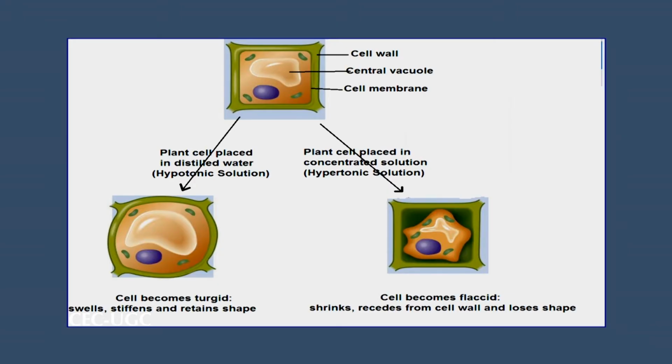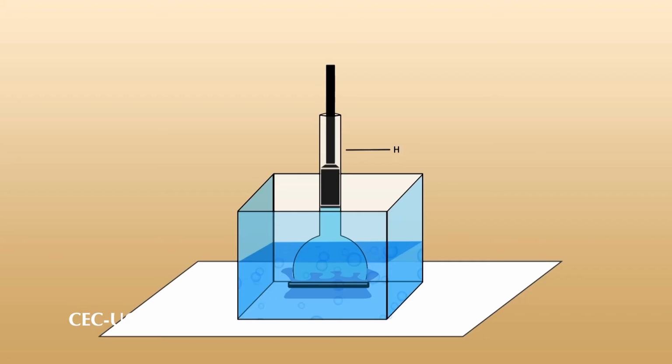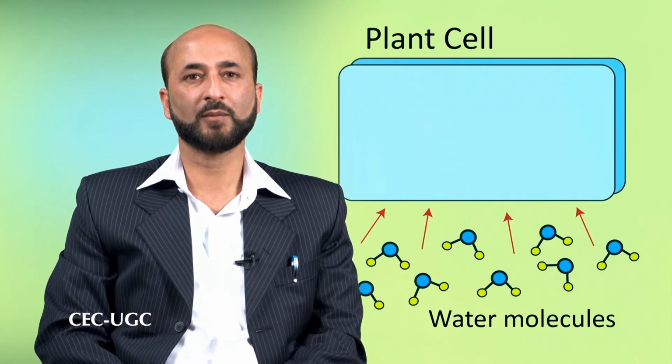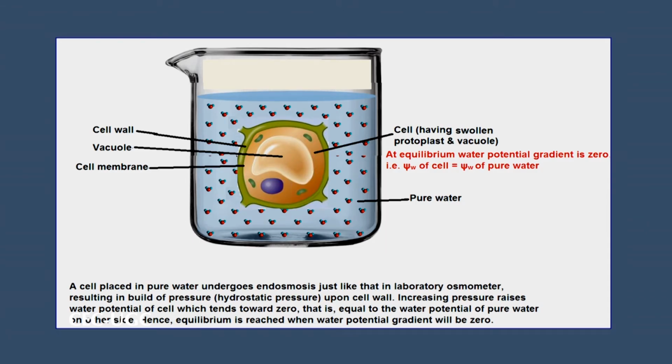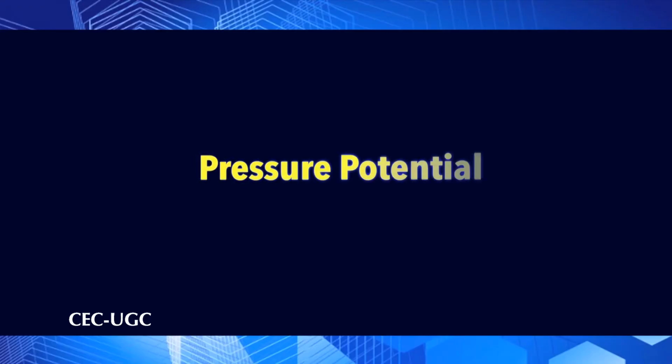When a cell, which also serves as an osmotic system, is placed in pure water, there occurs endosmosis, just like that in the laboratory osmometer. It results in the build-up of pressure called hydrostatic pressure within the system, manifested either as a raising of liquid in the tube of the osmometer or a pressure upon the cell wall in case of a cell. Increasing pressure will raise the water potential, and so the water potential within the osmotic system will begin to increase toward zero, that is equal to the water potential of pure water on the other side. At this point, the water potential gradient will be zero and equilibrium is reached. Thus, equilibrium is reached due to the increase in hydrostatic pressure. The hydrostatic pressure is also called pressure potential.